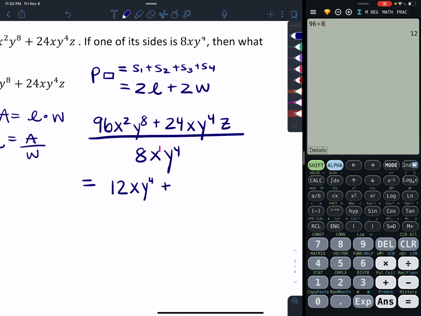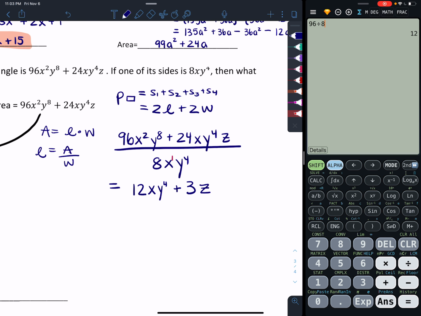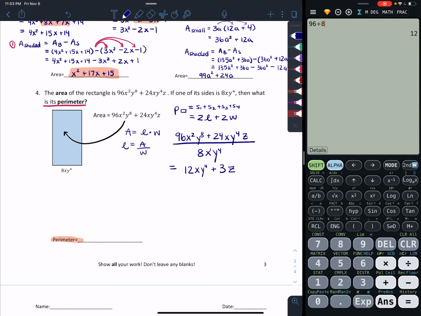Plus, so now we have 24 divided by 8. That's going to give us 3. x divided by x, those cancel out. y to the 4 divided by y to the 4, again, those cancel out. And then we have this z left over. So that's what we have to write there. So this is our length.